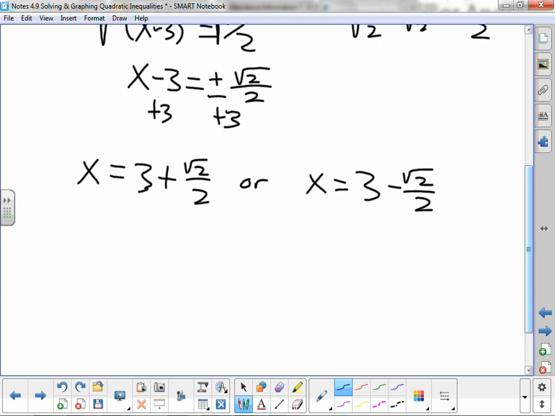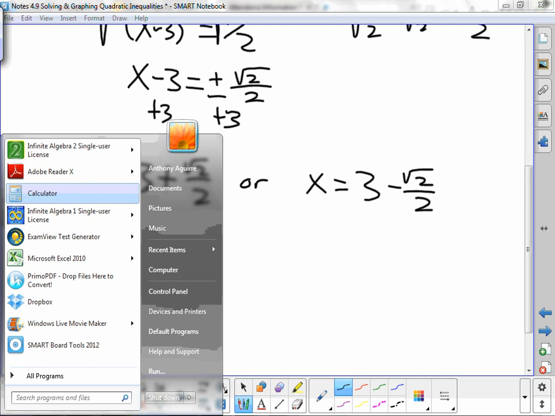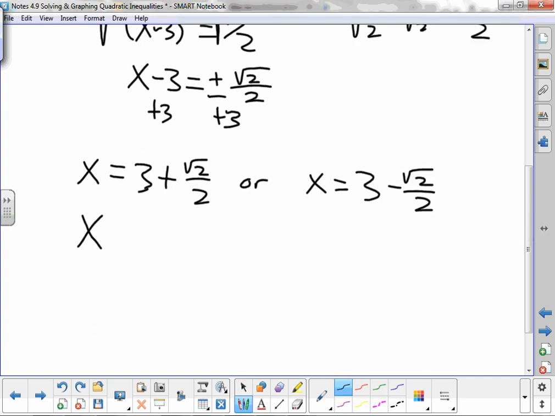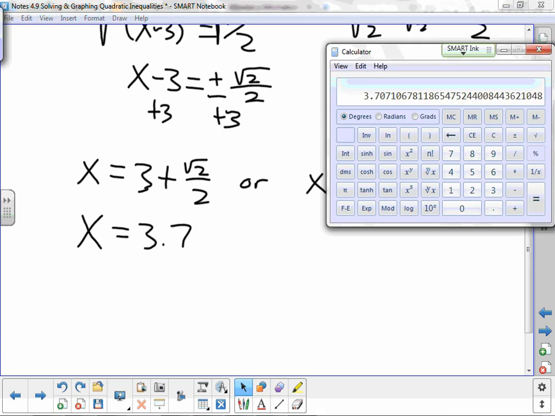Now you can actually plug this into the calculator. So let me bring a calculator up. So the square root of 2 divided by 2 equals that, and then you're going to add 3 to that. So that's going to equal 3.7 approximately. So x is equal to 3.7. So the square root of 2 over 2 is basically approximately 0.7. I think that's what it was.